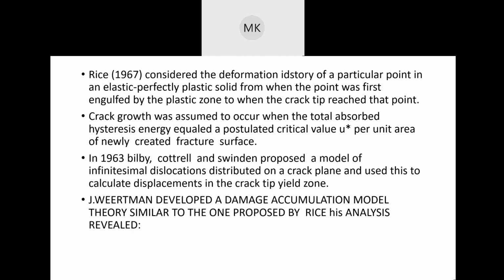Rice considered the deformation history of a particular point in an elastically perfect plastic solid, which has a big plastic zone from the crack tip. The plastic zone has to grow bigger for it to break the barrier and for the crack to grow more. And this was happening again and again once the critical value of the size of the plastic zone is reached, and it's bigger than what it was before.